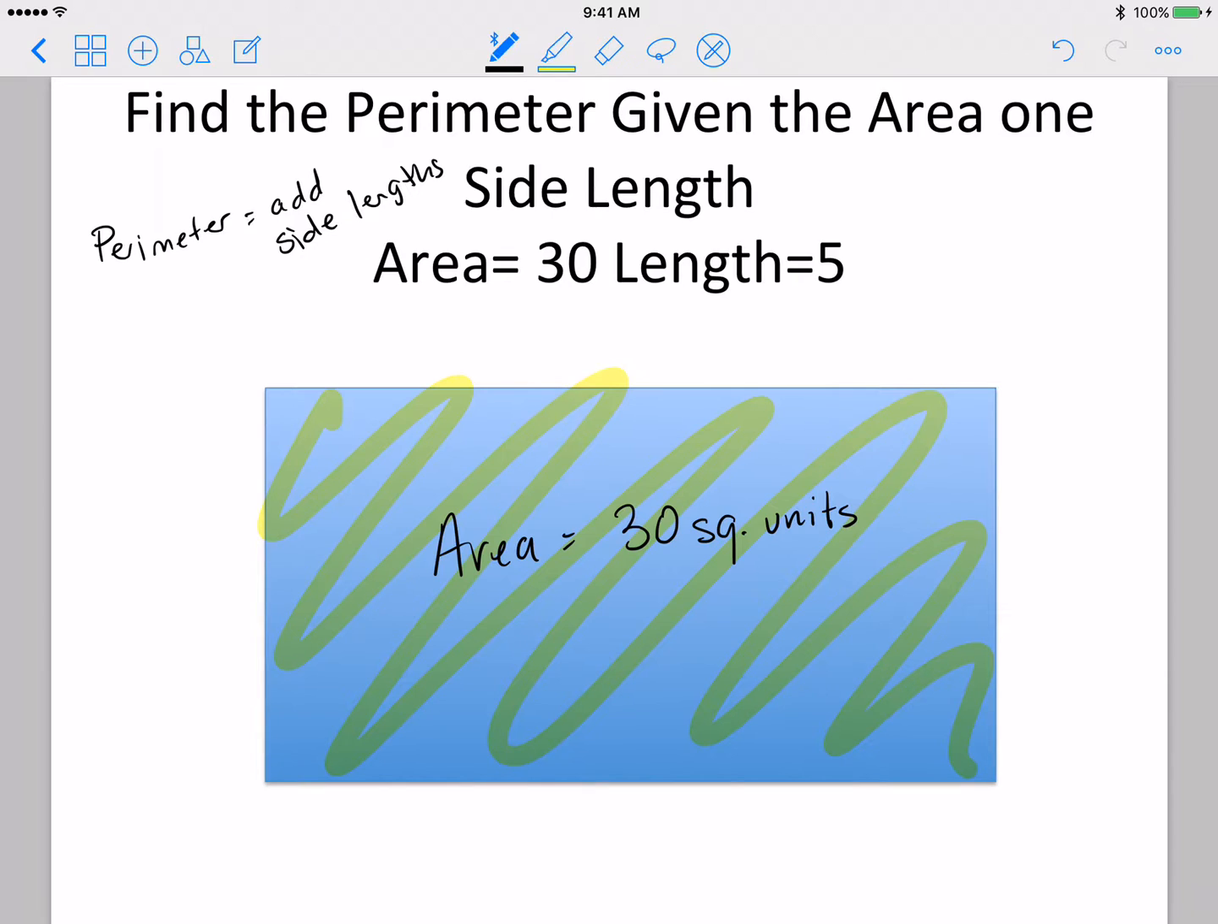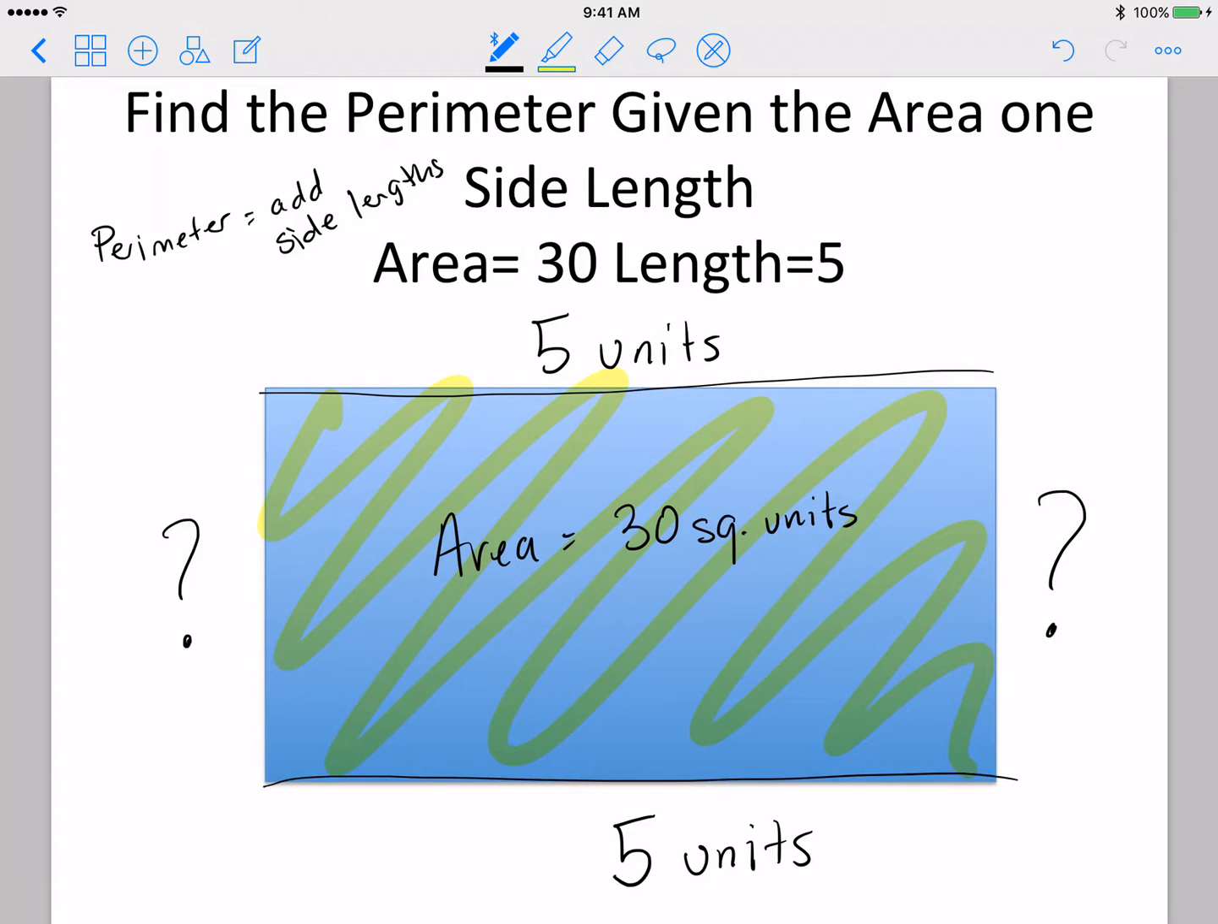But all that we know is that the length, the long side, is 5 units. We don't know what this is. We know that this is 5 because rectangles have 2 equal sides. This side and this side are going to have equal length, and this side and this side are going to be equal length just because of the properties of rectangles. So we know that this is 5 units, so this is 5 units. We know that the total area is 30. How do we figure out what the missing side length is going to be?